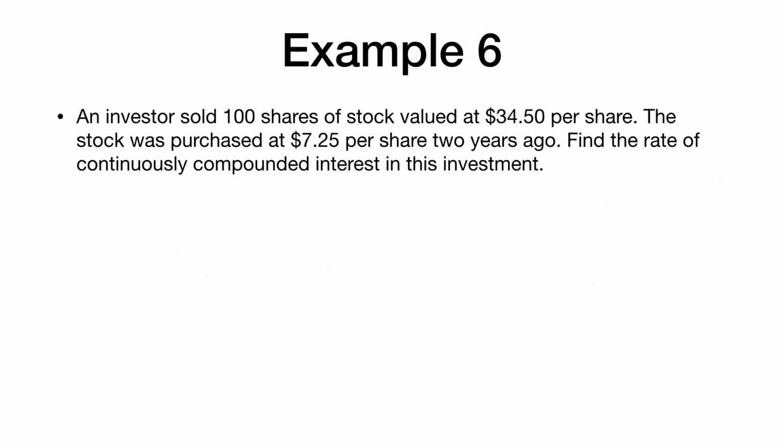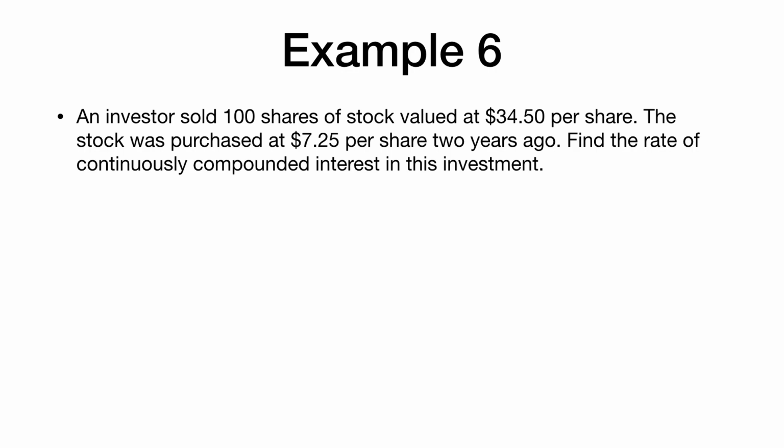All right, let's try this one. It says an investor sold 100 shares of stock valued at $34.50 per share. The stock was purchased at $7.25 per share 2 years ago. Find the rate of continuously compounded interest in the investment. Please note, stocks don't actually get continuously compounded interest. This is just, we're seeing what the rate would have been if it was a savings account instead.